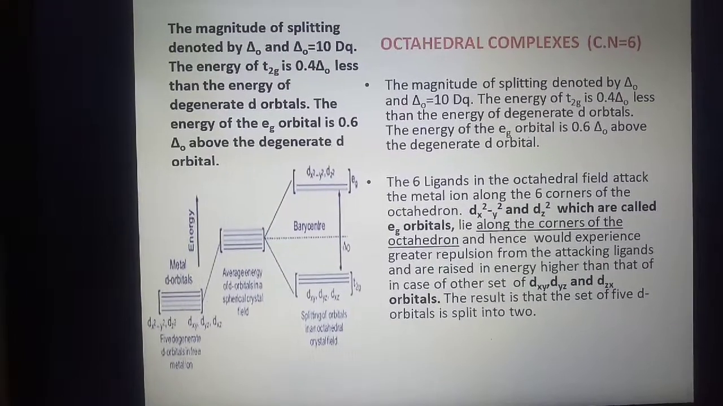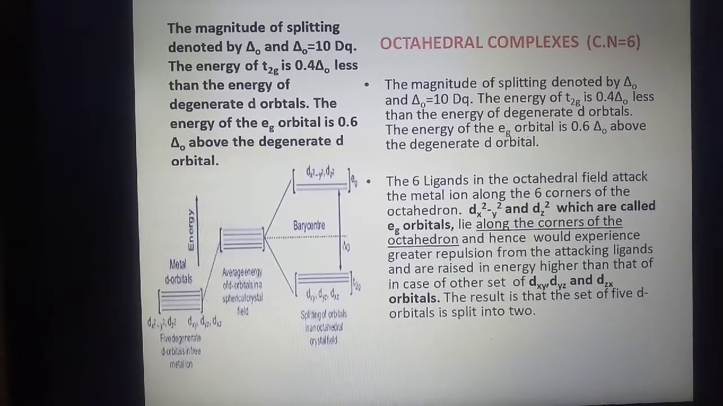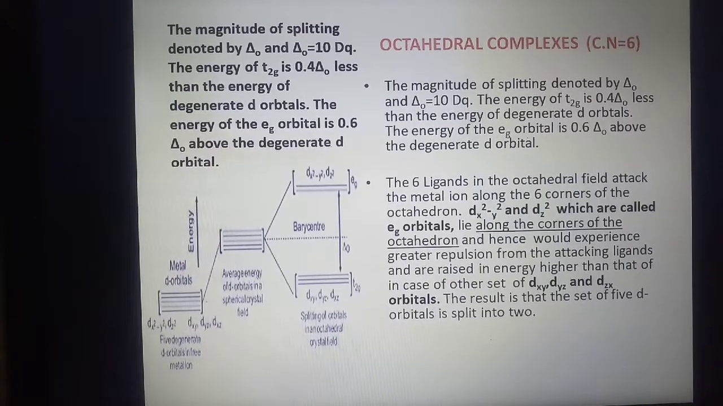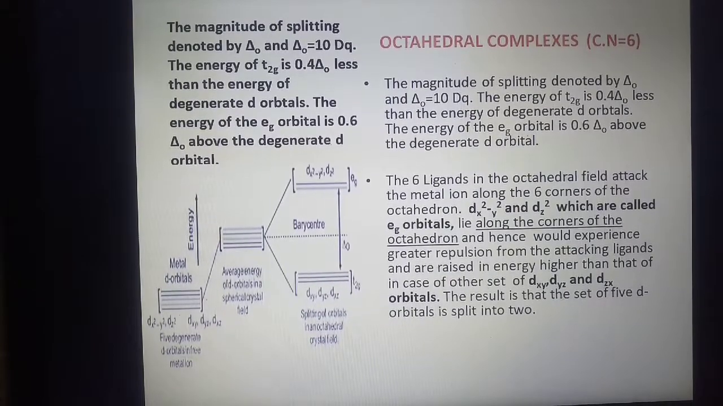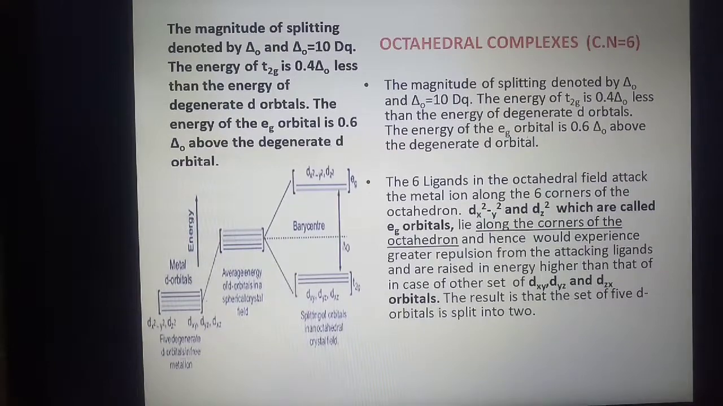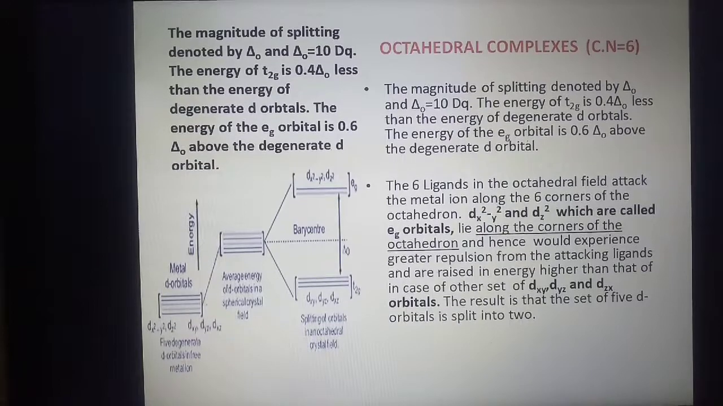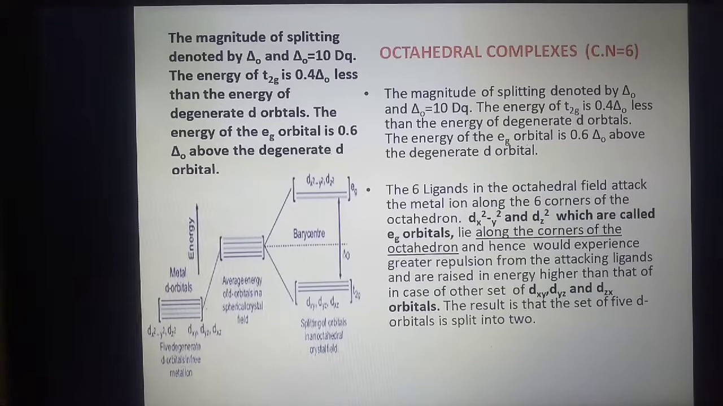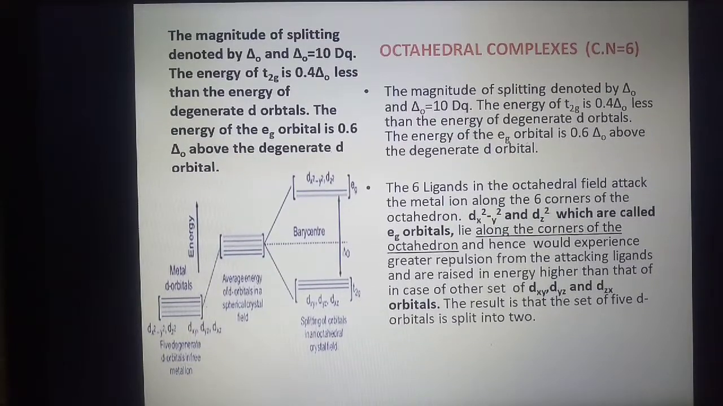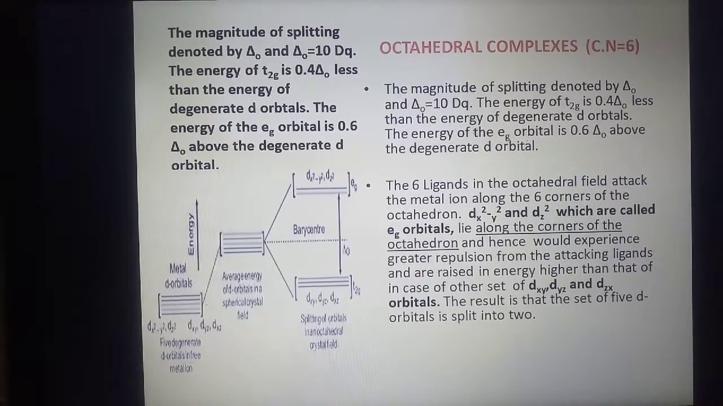The splitting energy equals 10 Dq, and the energy of the T2g is 0.4 of the splitting energy, which is less than the energy of the degenerate d orbitals. The energy of the Eg orbital is 0.6 of the splitting energy above the d orbital.